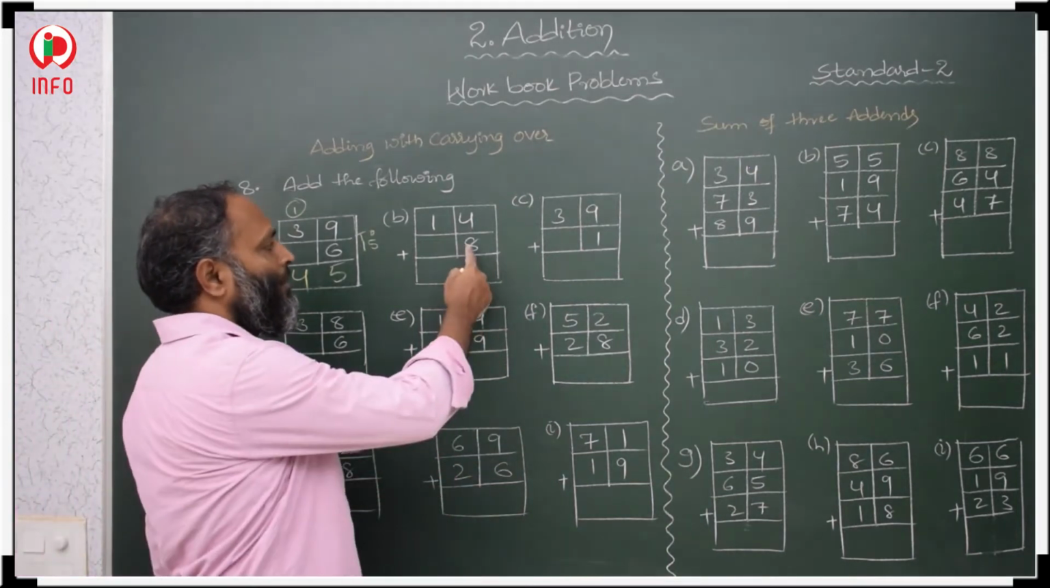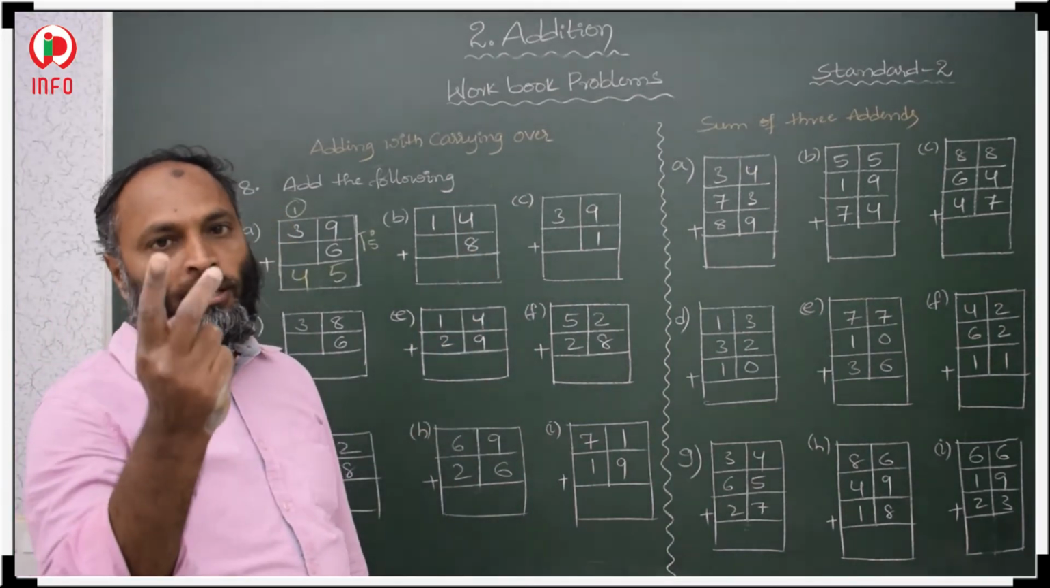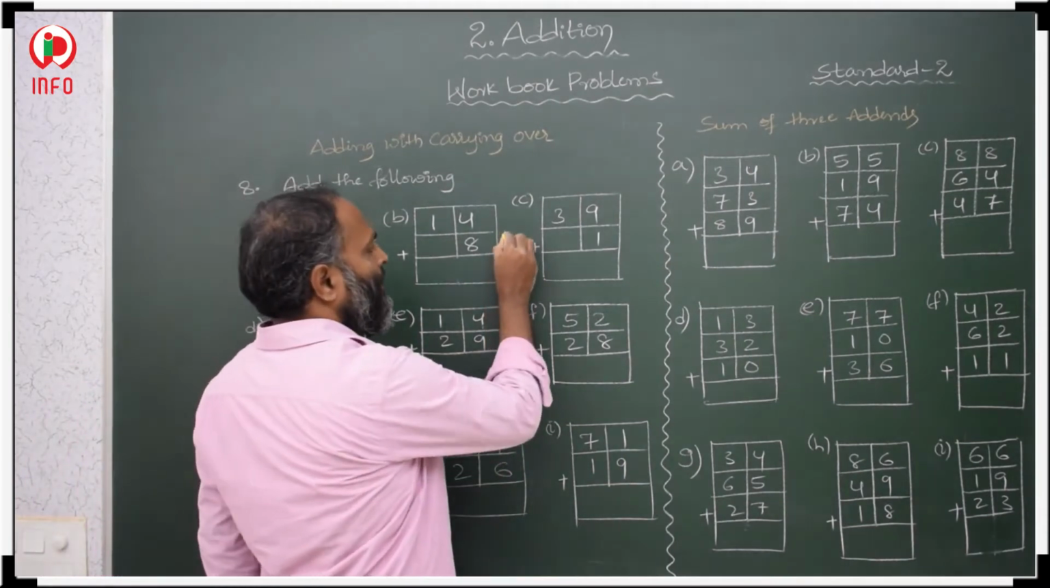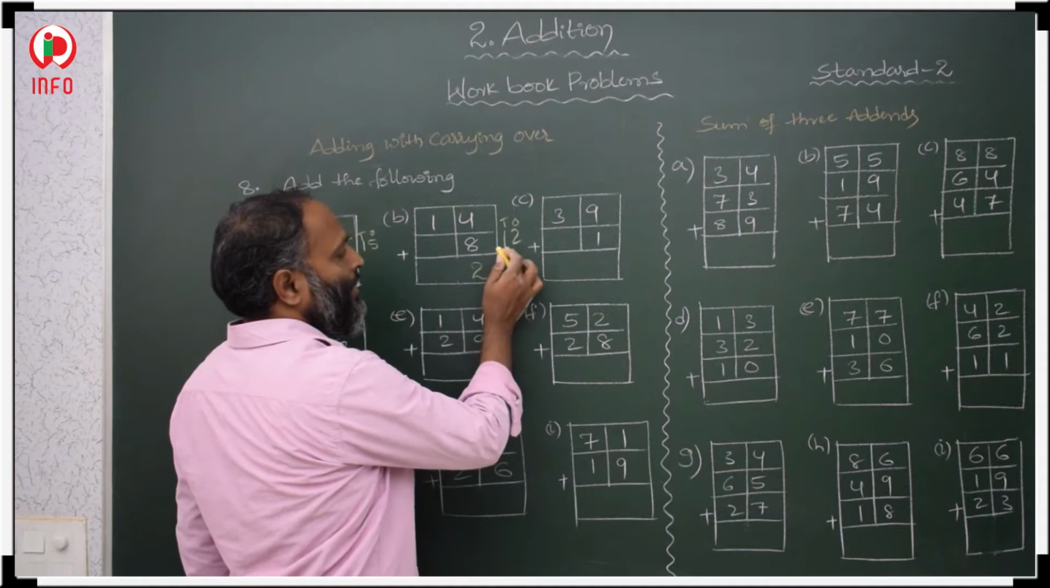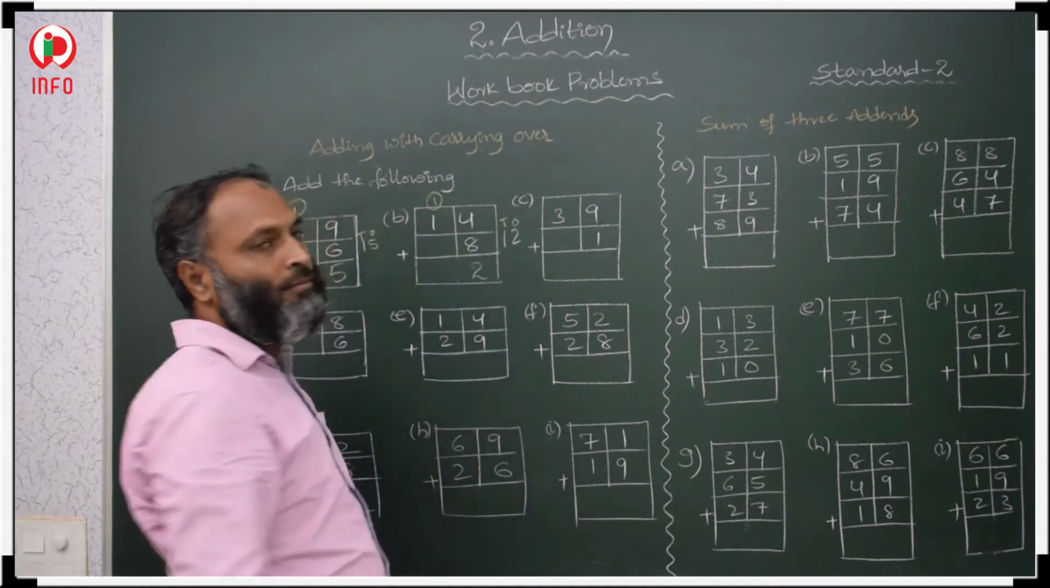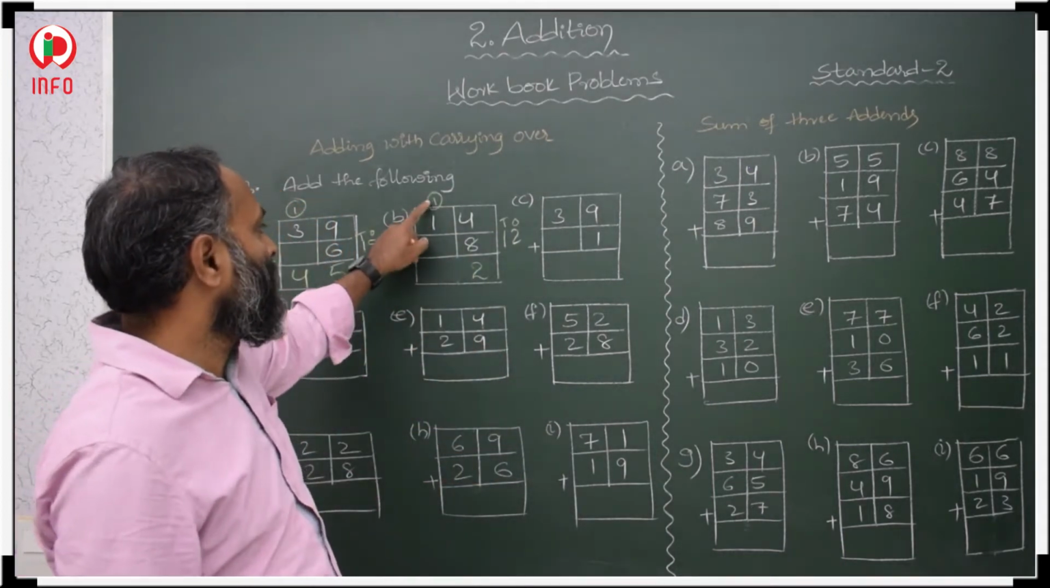In the same way, 8 plus 1, 8, 9, 10, 11, 12. Write here 12. This is ones, this is tens. This 2 is in the ones place, this 1 in the tens place. Then 1 plus 1, 2, 22.